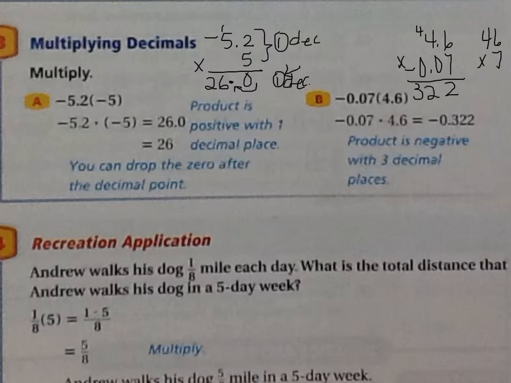How many decimal jumps do I have total in my factors? 3. I have 1, 2, 3. So that means I need to start here and I need to go 1, 2, 3. So my final answer would be a 0 to hold the ones place, a 3, a 2, and a 2. Take care of your integer rules. Do not forget. Negative times a positive? Negative. Final answer. Any questions on that?